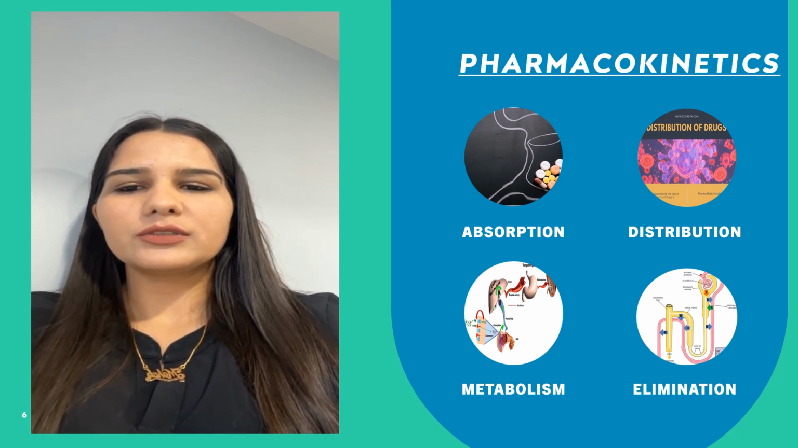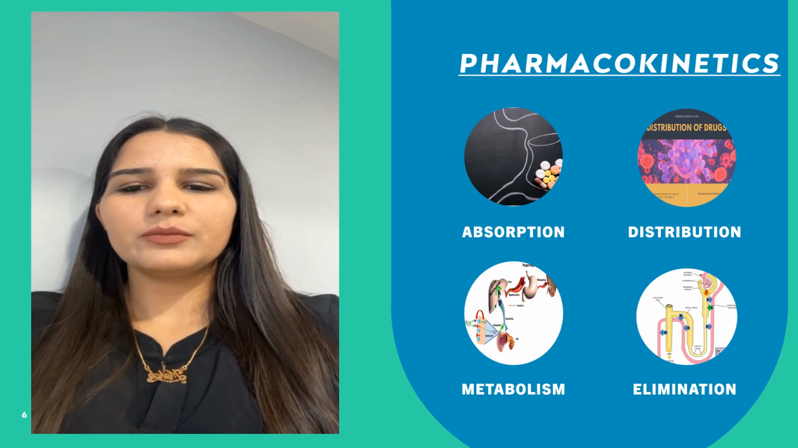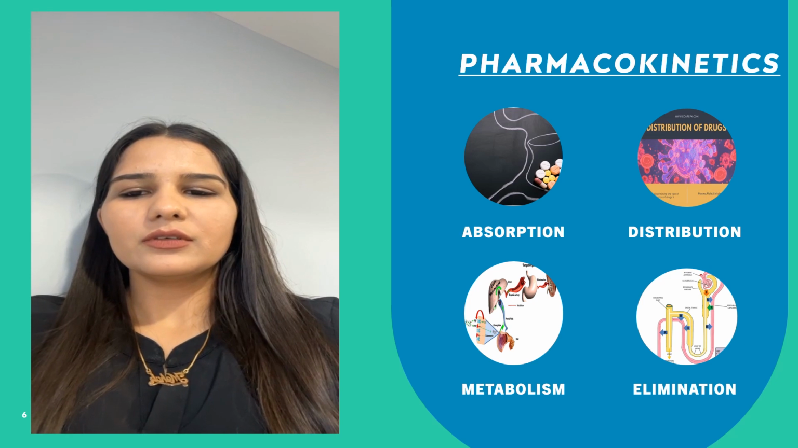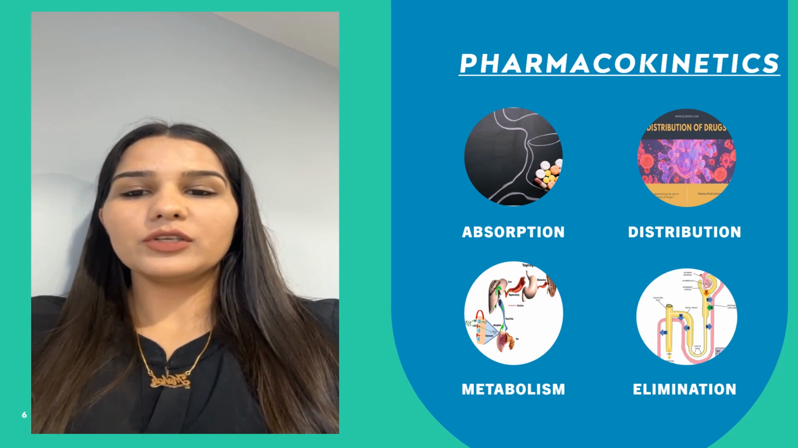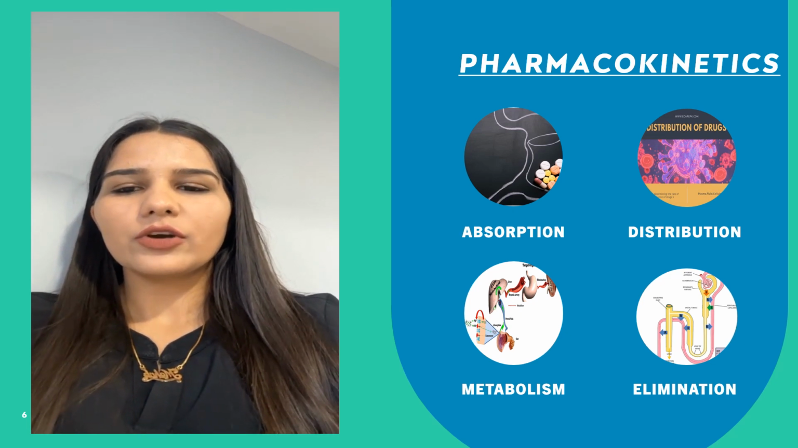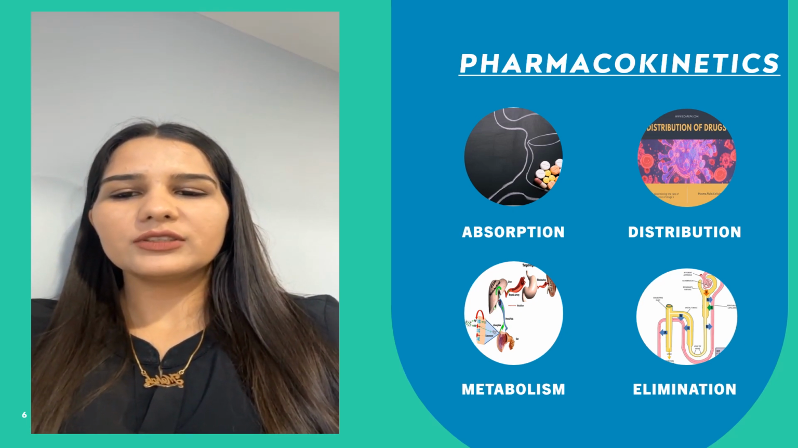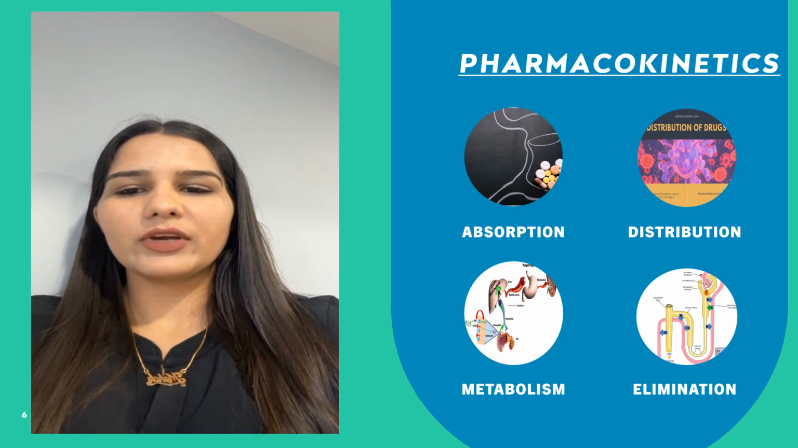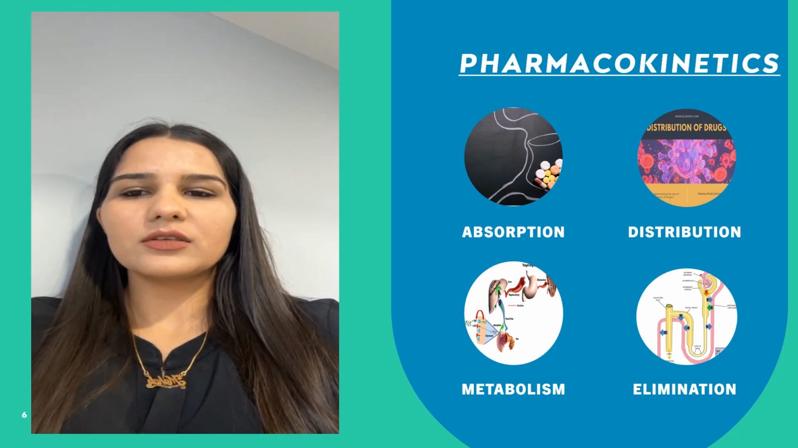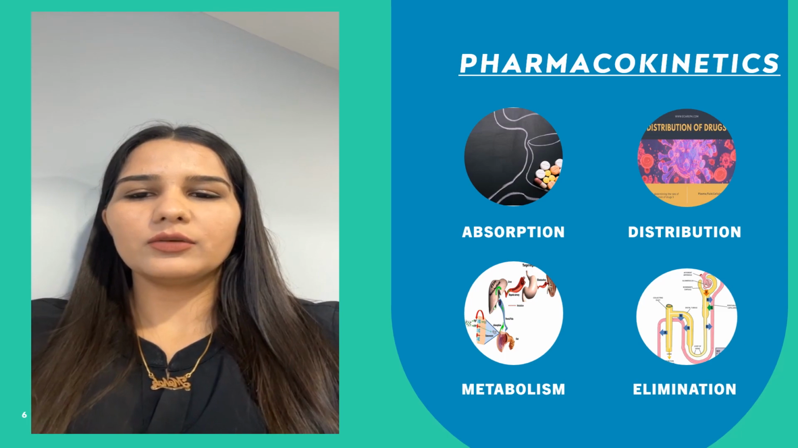Talking about metabolism, these are metabolized in the liver by various enzymes, and the metabolism leads to variation in individual responses. Talking about excretion of anticholinergics, these are excreted through the kidneys via urine, and excretion is influenced by factors such as renal function and urine pH.